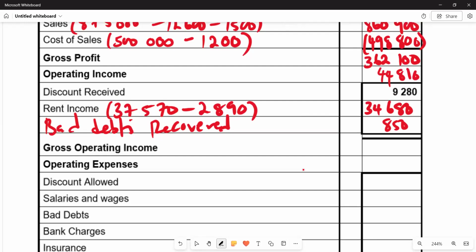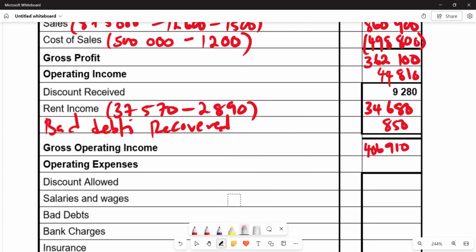And operating income, we add it to gross profit. If we say gross profit plus operating income, you're supposed to get your gross operating income. So if you add the two, 362,100 plus 44,810, you're supposed to get a gross operating income of 406,910. So this is what we have.